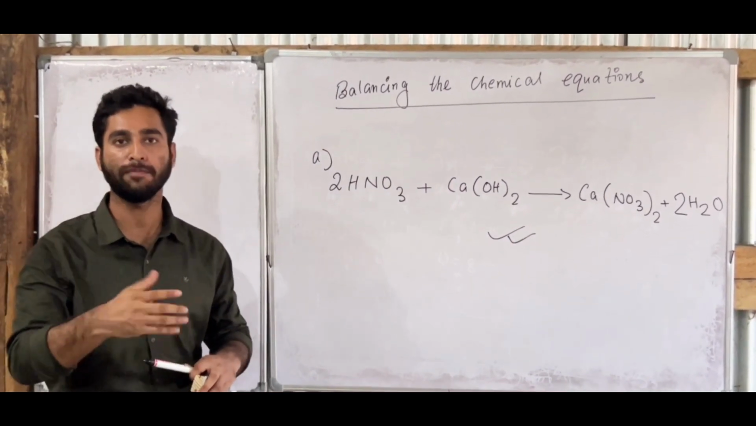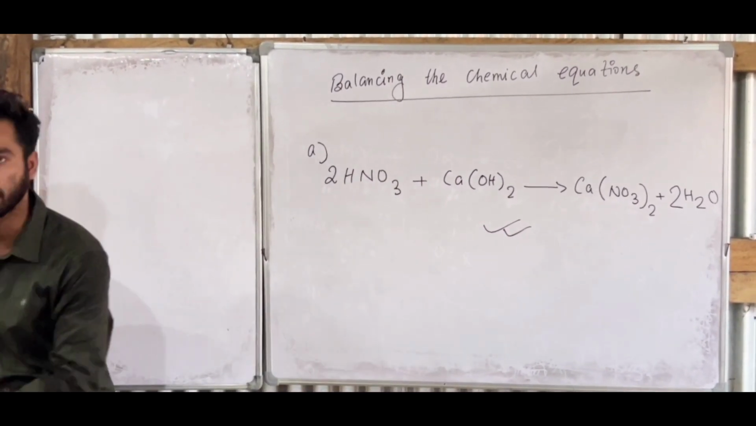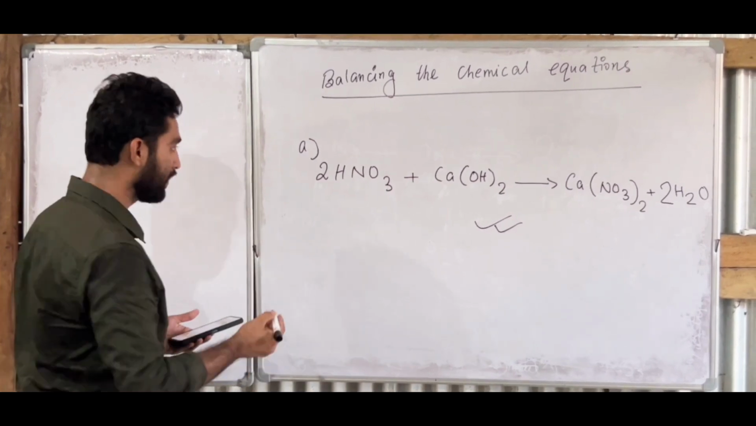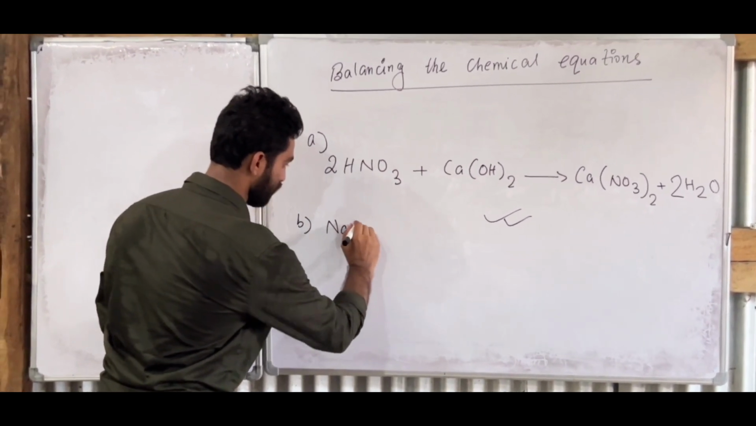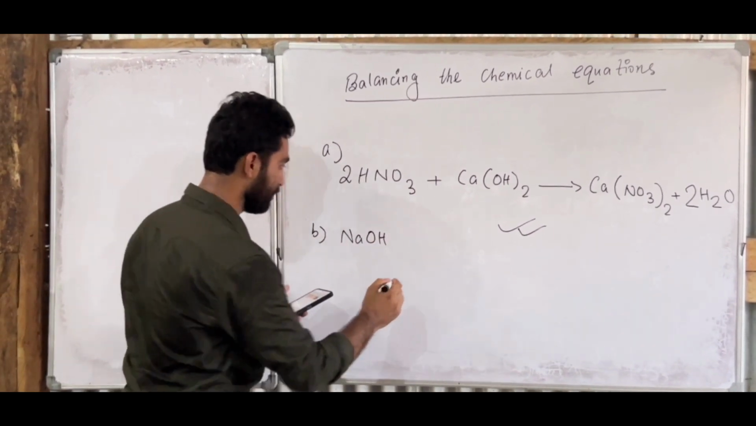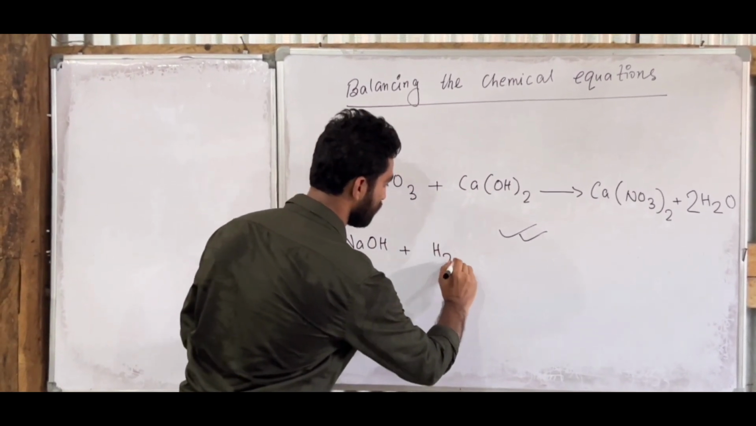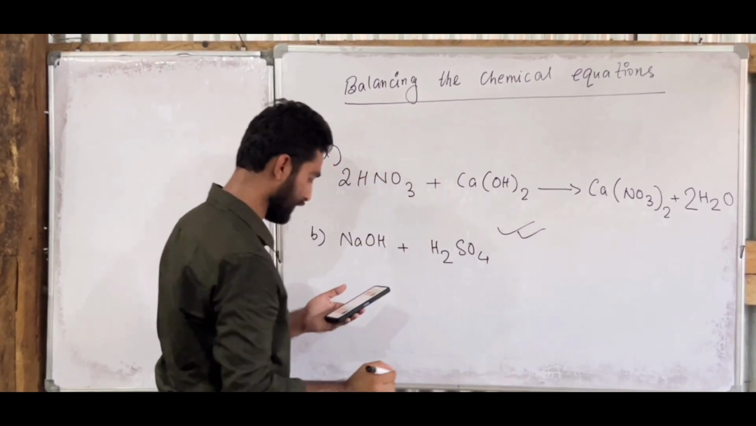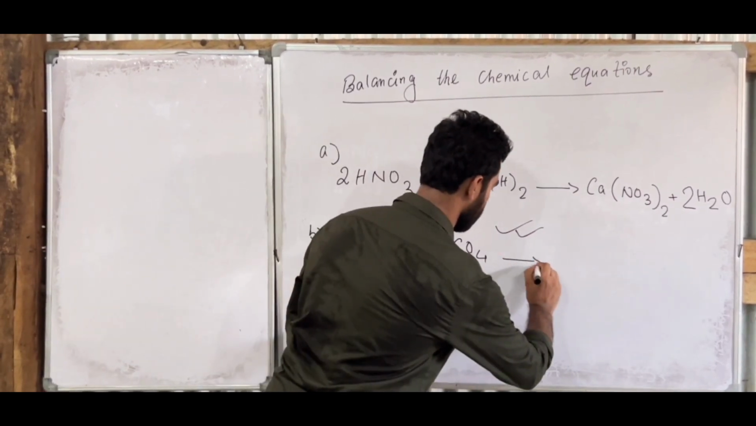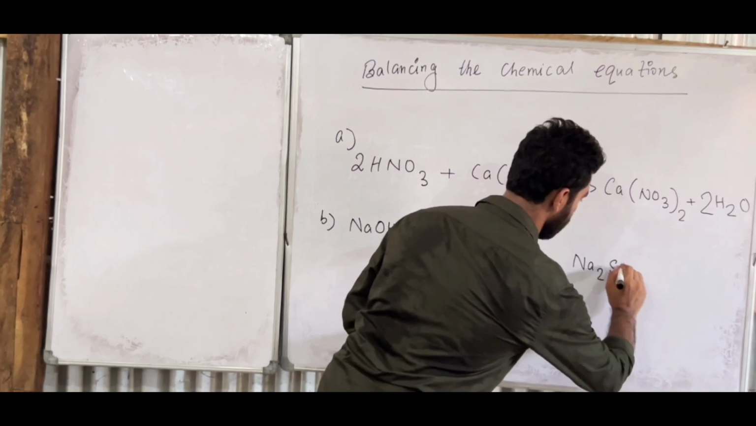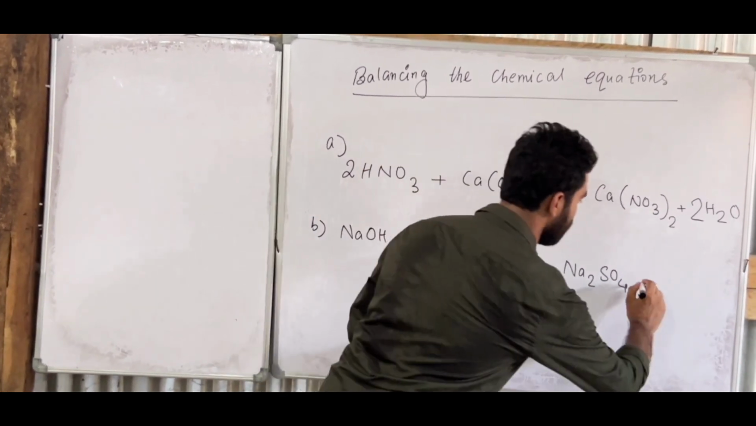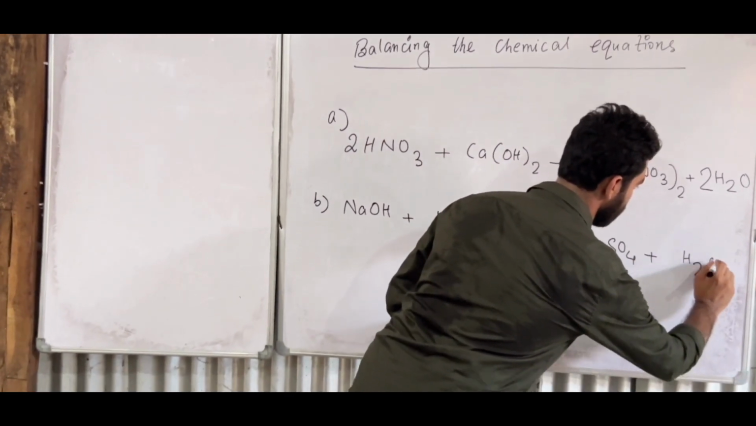Now we will take some more examples from our NCERT textbook. Okay. Now next one, sodium hydroxide plus sulfuric acid will form Na2SO4 plus what?